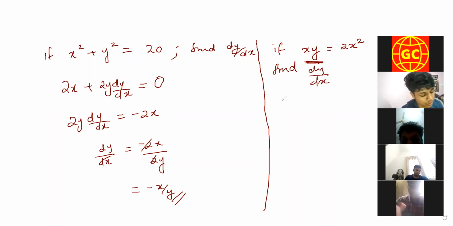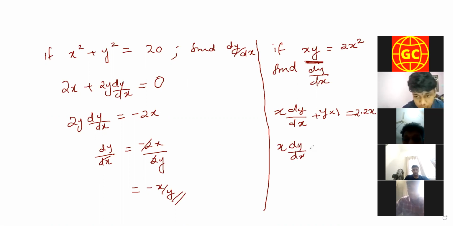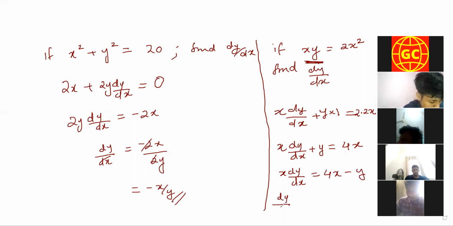First function into derivative, that is uv dash plus vu dash, is the thing you have to do. So here, first function x into derivative of y. What is derivative of y? dy by dx, into y into derivative of x, that is 1. That is equal to derivative of 2x square. So keep 2 here, derivative of x square is 2x. So it is x dy by dx plus y is equal to 4x. So x dy by dx, we have to find dy by dx. It is 4x minus y. So dy by dx is equal to 4x minus y by x.